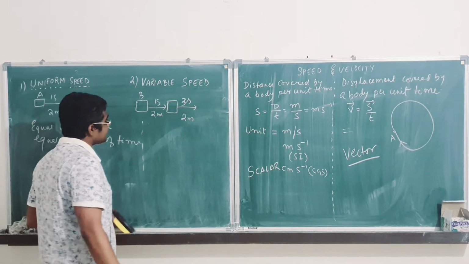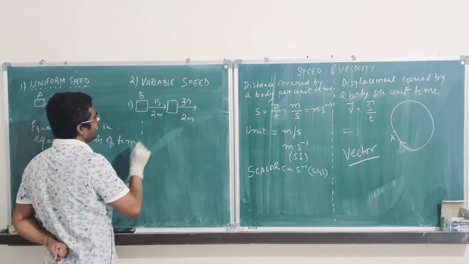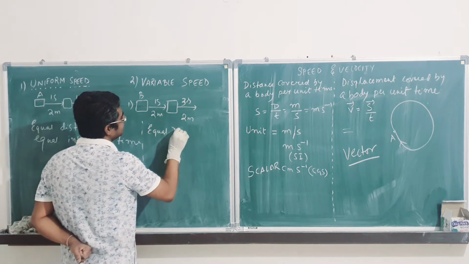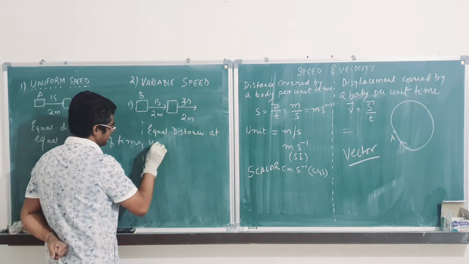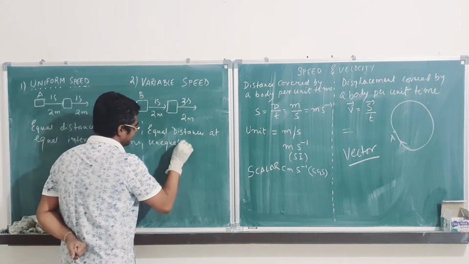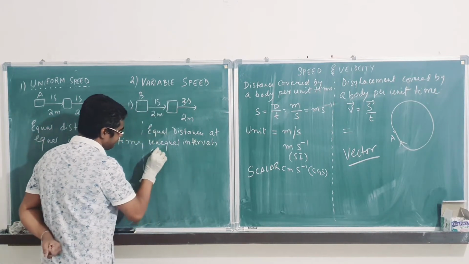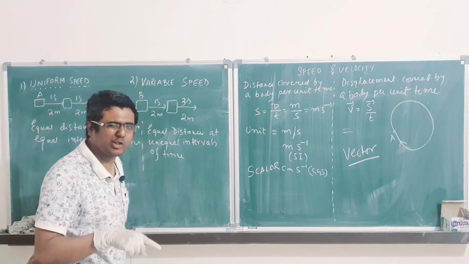Okay, I'll just change this a little bit. Okay, this will also do, no issues. We'll take 2 examples. This is example 1. It is covering equal distances at unequal intervals of time. Okay? It will cover equal distances at unequal intervals of time.